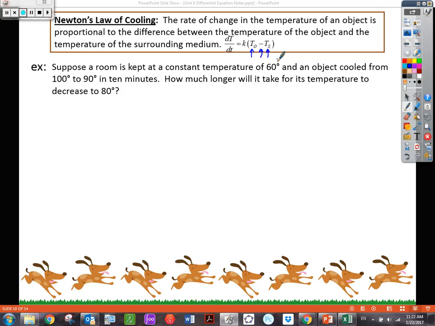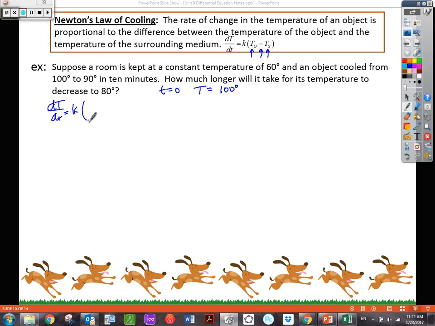All right, so our initial condition at t equals 0, so little t is time, and then big T would be 100 degrees. That's our initial condition. So let's use our differential equation. Let's plug into it. So I have dT over dt equals, we don't know the growth rate, we're going to have to calculate that.